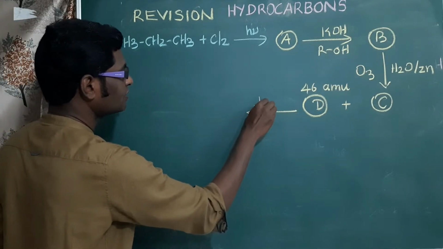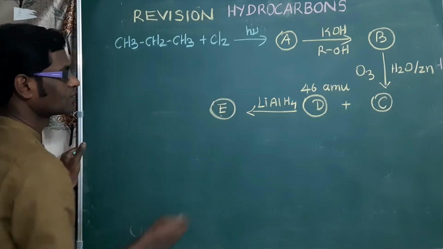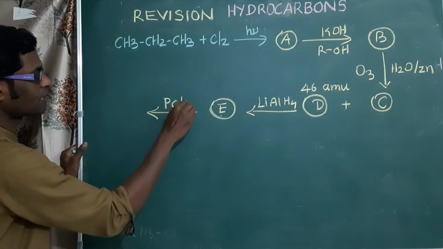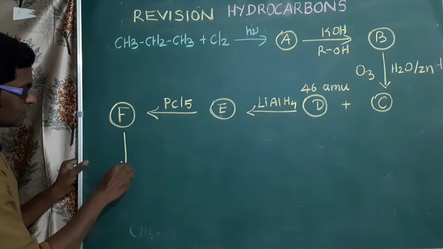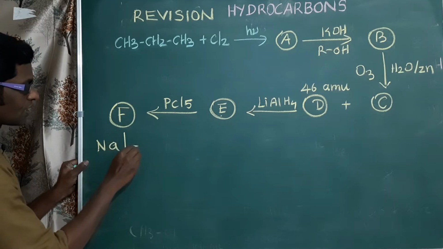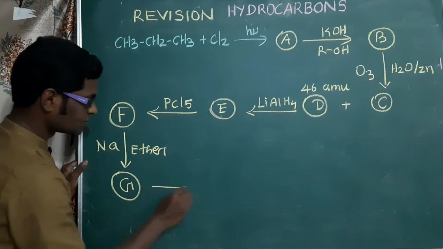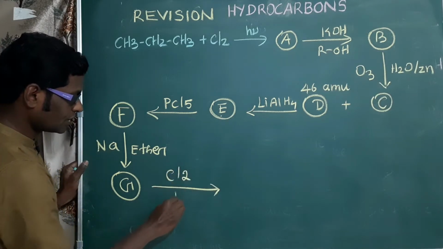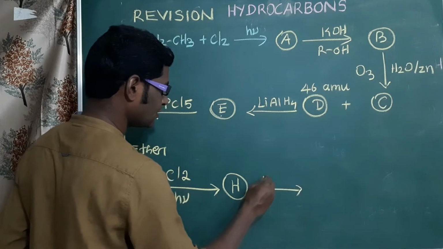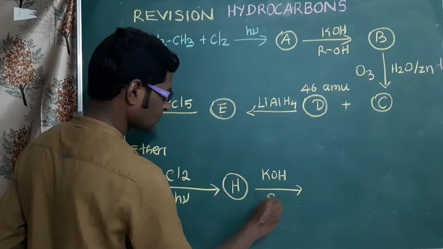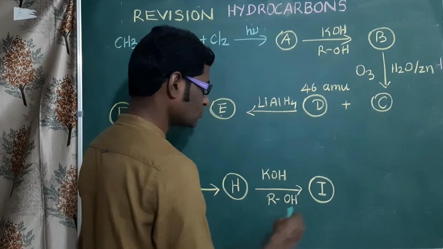This compound D treated with reducing agent lithium aluminum hydride, we will get compound E. Compound E treated with phosphorus pentachloride, we will get compound F. Compound F treated with sodium and ether, we will get compound G. Compound G again treated with chlorine in presence of light, we will get compound H. H again treated with alcoholic KOH, we get compound I. We should write the geometrical isomerism of compound I.